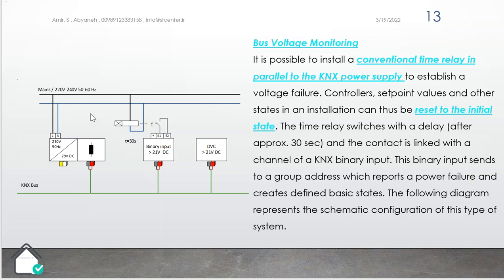Here you can see we always measure the supply voltage to the power supply, and we use the time relay here. And if something happens, we close the circuit of the binary input, which means the time relay, and the information is coming to some group addresses that put everything in initial state.